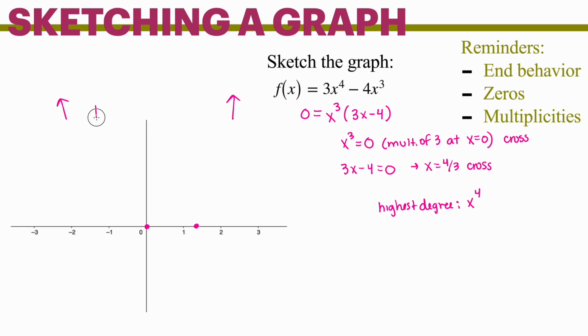So as it's coming up, that means it is going to curve as if it's going to bounce, but then it curves the other way at 0. And then we need to turn and cross through at 4/3. And that will be our sketch.